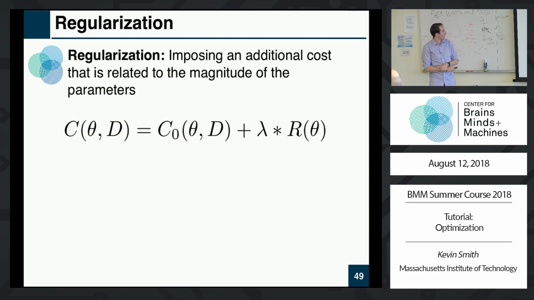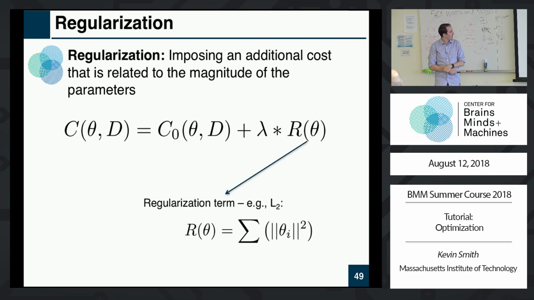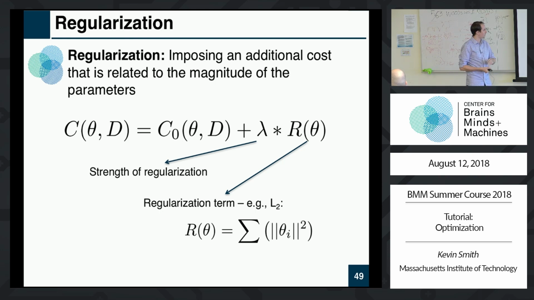And the way we do this is we take our base cost, defined the way it has been before, and we add this regularization term. There are various ways of doing this. One of the more common ones is called L2 regularization because it's differentiable. This is just the sum square of the magnitude of all of the parameters. And then, of course, there's the strength of regularization, which is a little bit of an art to choose, because it's a question of how much you want to trade off between trusting your data and trusting your prior for simplicity.